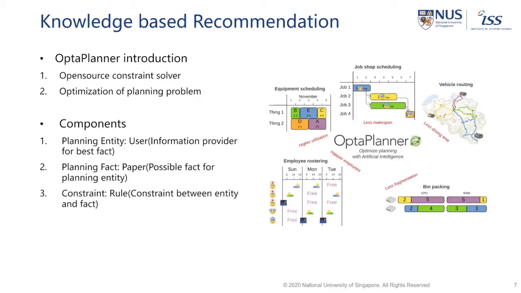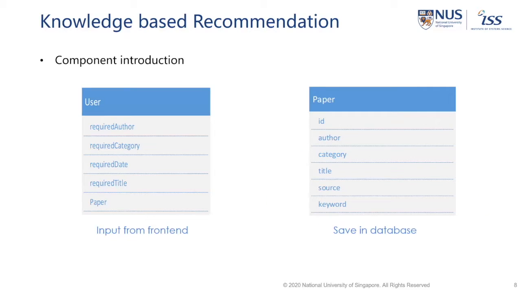We use OptaPlanner to conduct the knowledge-based recommendation part of our system. OptaPlanner is an open-source constraint solver that can do optimization of planning problems. It consists of mainly three parts: planning entity, planning fact, and constraint. Here is the planning entity, user, and the planning fact, paper. Among them, user is inputted from the front end while papers are saved in the database.